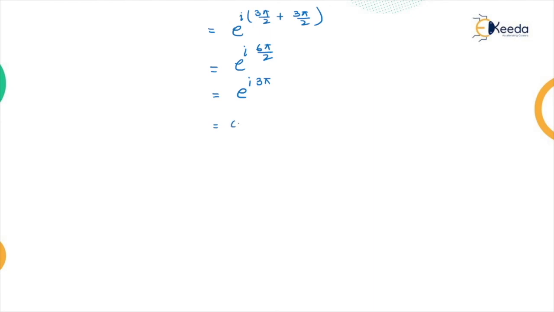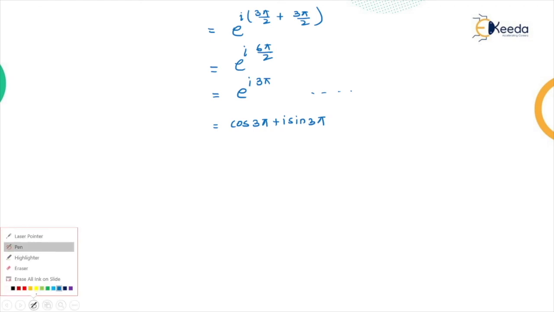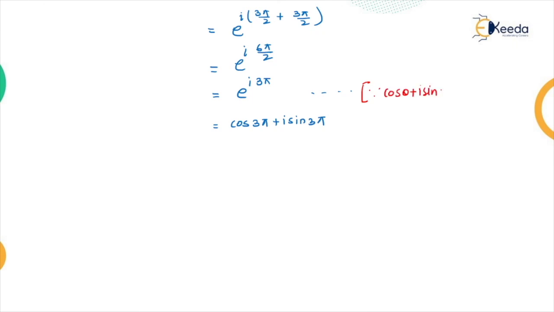So this can be written as cos of 3 pi plus i sin 3 pi. For that you have to again use Euler's formula. So I am writing Euler's formula once again here: cos theta plus i sin theta can be written as e to the power i theta. So this is your answer step.